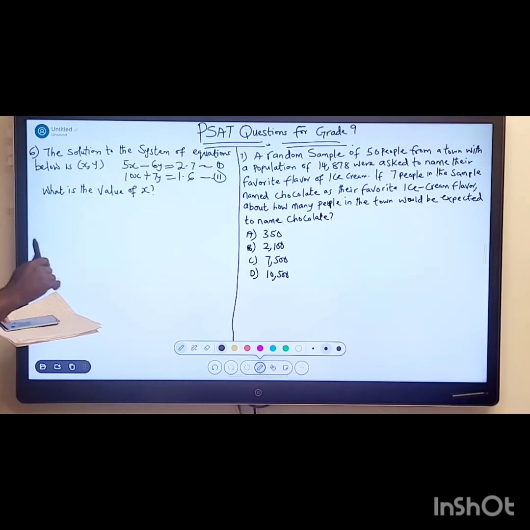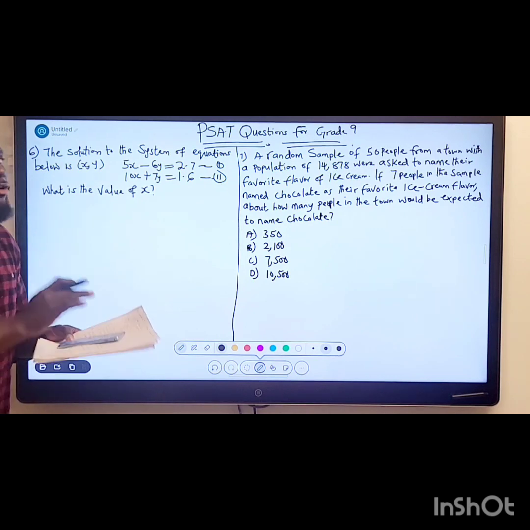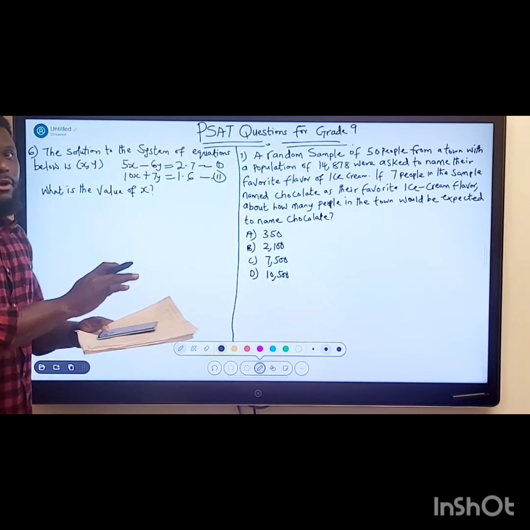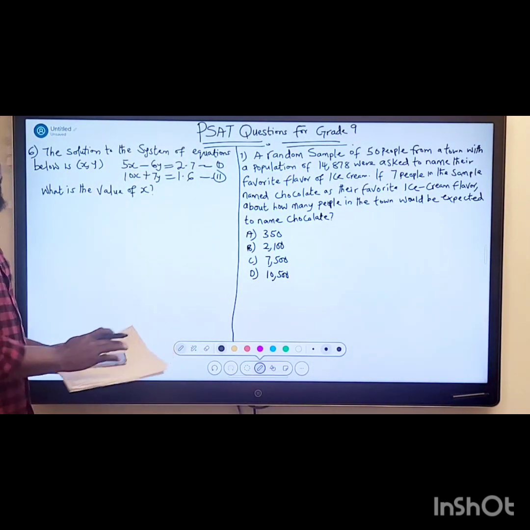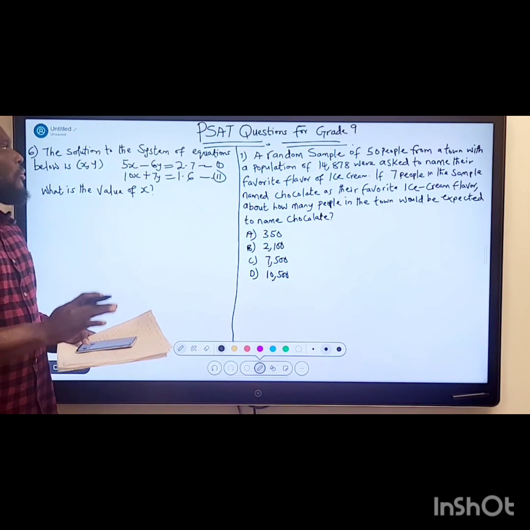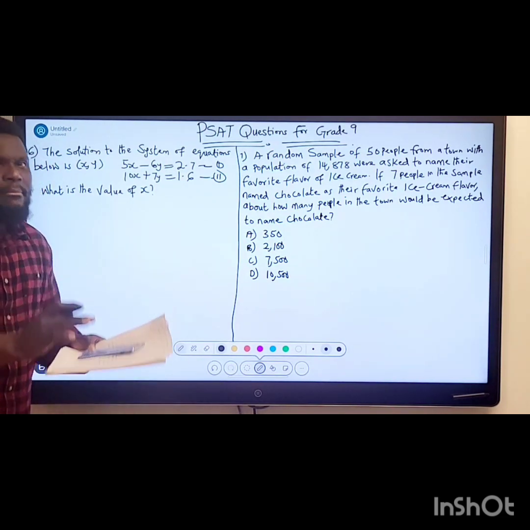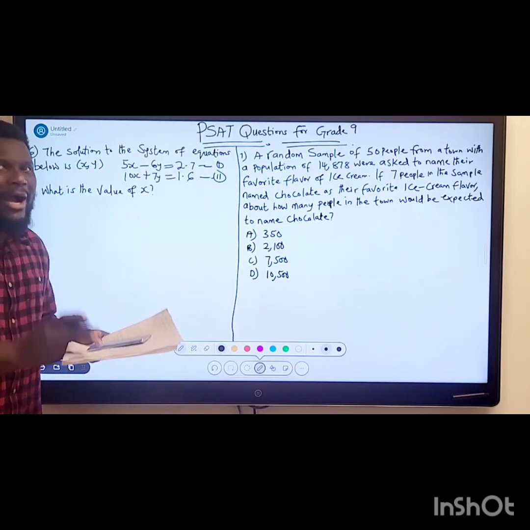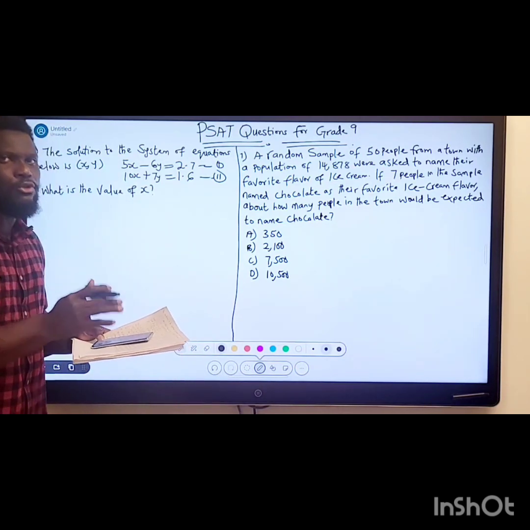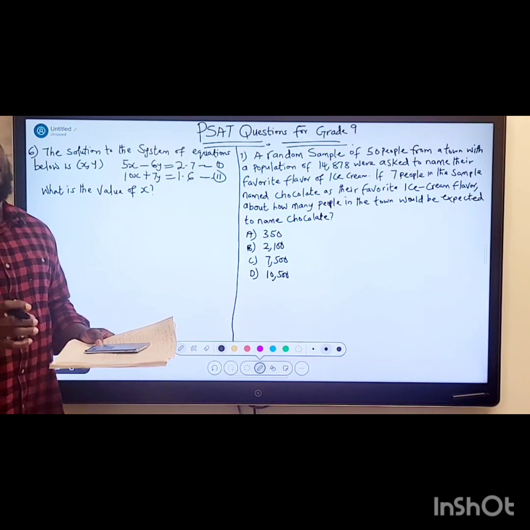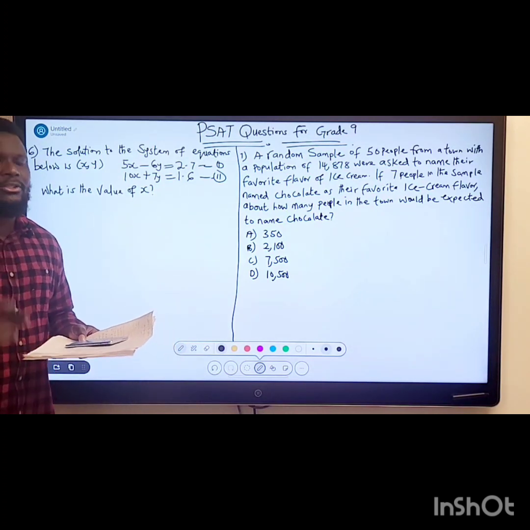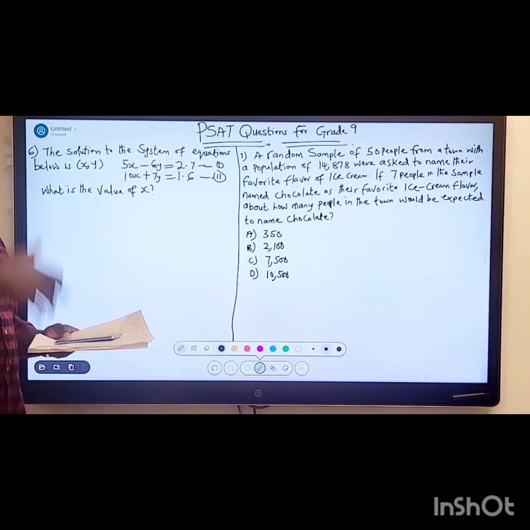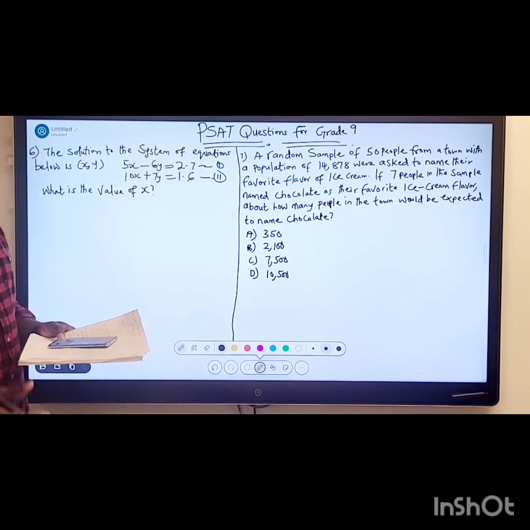So now, how can you do this? I'm going to be using the elimination method. But remember, using any method doesn't give you any mark. What gives you mark is to get the final answer. So use any method you are comfortable with when you get to the exam hall. Remember, they are already timing, so you should maximize your time. Use the one that is very simple and that you can solve quickly, so that you can save time for more difficult questions.